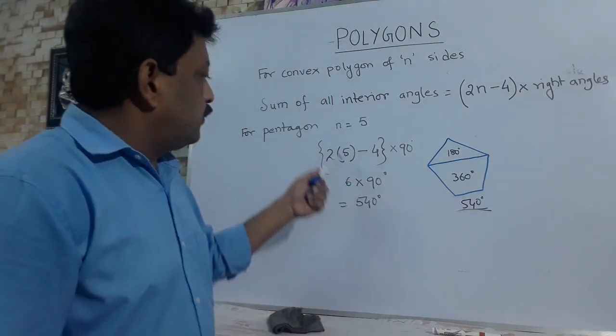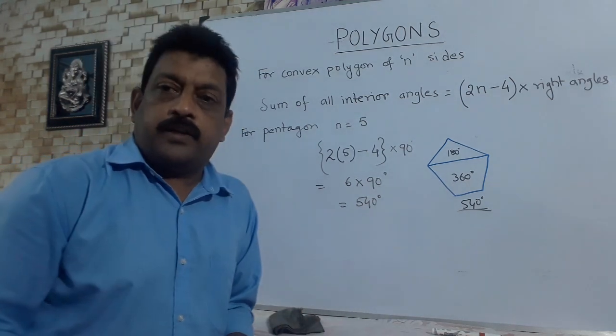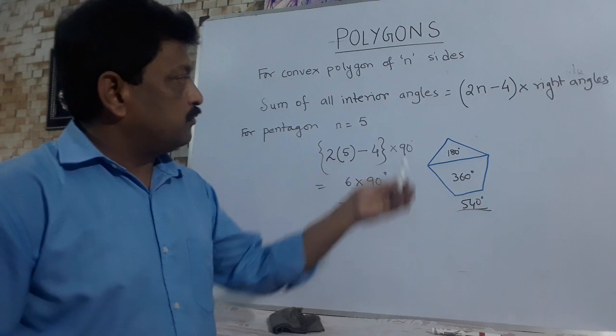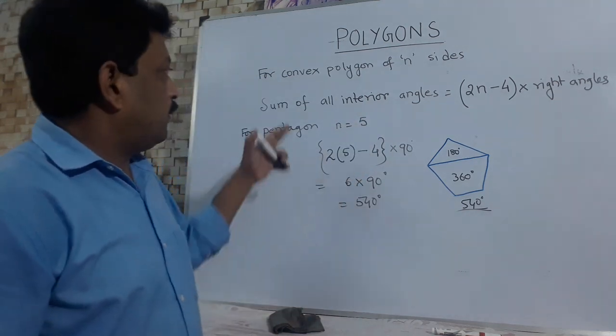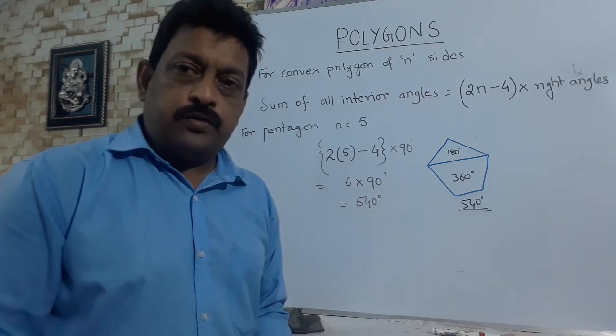Understood? So from the formula we have got 540 degrees. From the diagram also we have got 540 degrees. Therefore this formula is also verified. The sum of all interior angles is 2n minus 4 into right angles. Understood? Good.